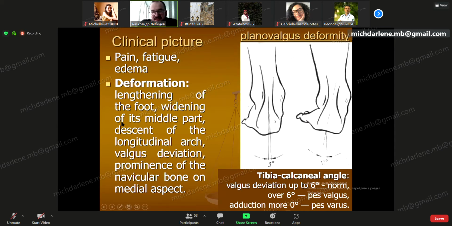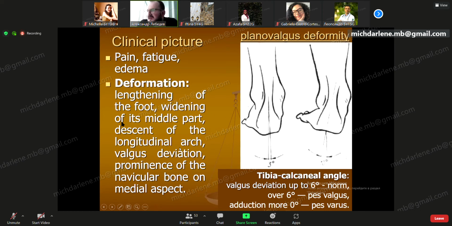What is happening in this situation? You see that normally in the calcaneus area we have nearly a 3-grade deviation of the ankle or tibia axis. In this situation we have more than a 10-grade adduction, and that's why we must name it pes valgum or pes varum, depending on which side we have this deformity. The clinical signs are like previously: pain, stiffness.